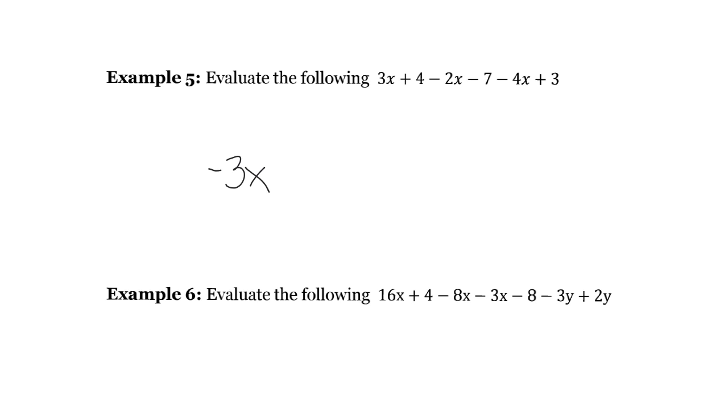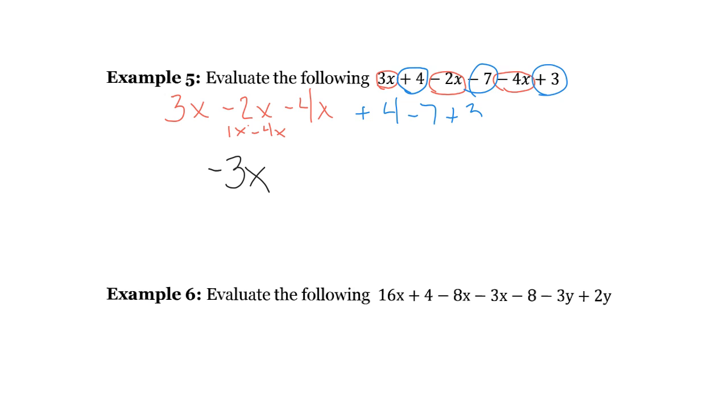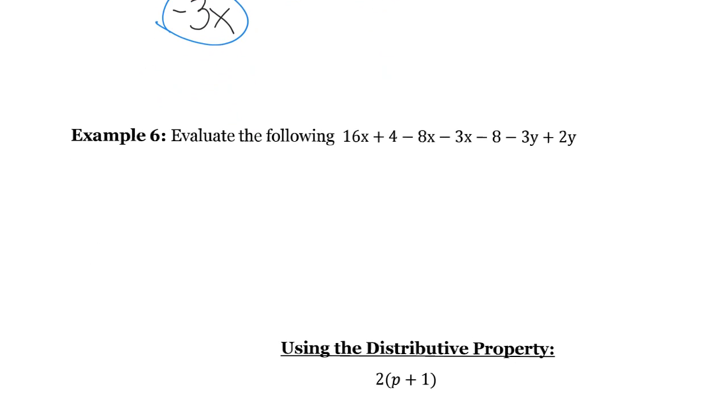You may be thinking, well, how do we get that, right? Our like terms are 3x, negative 2x, and negative 4x. So let's write those out. I know 3 minus 2 is 1, minus 4 gives me negative 3x. And then I have plus 4 minus 7 plus 3. I know 4 minus 7 is negative 3, plus 3 is 0, and I wouldn't write plus 0. So hopefully you just got the answer of negative 3x for example 5.